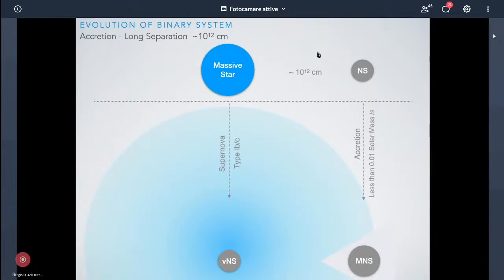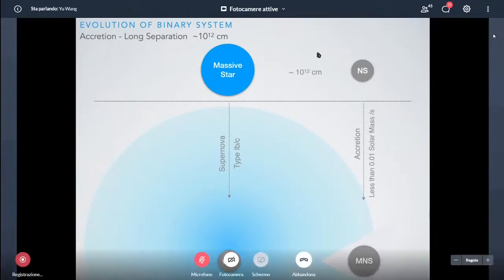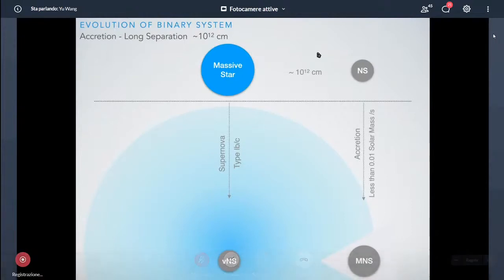At the top, we see initially there are two stars, a massive star with an iron core and a neutron star. Because this massive star will go on to a supernova explosion, following the onset of this supernova, usually type Ib or type Ic, a hypercritical accretion process of the supernova ejecta onto the neutron star occurs. The outcome markedly depends on the binary period of the progenitor.